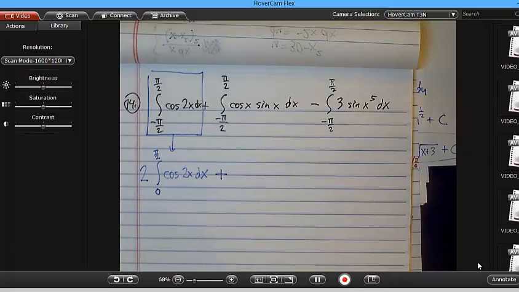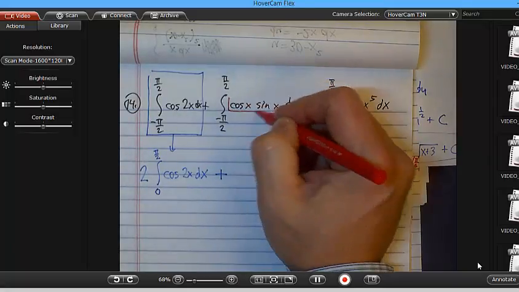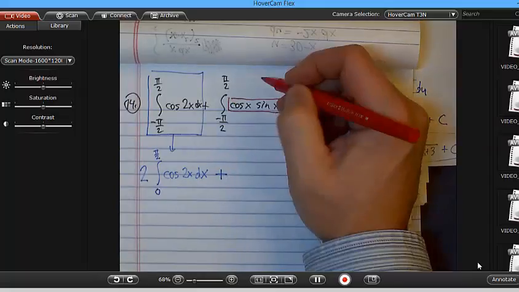Okay, next. What about this function? We have cosine of x, sine of x. Is that function even or odd?